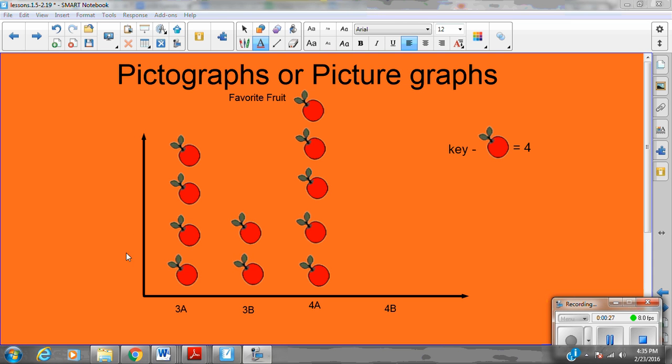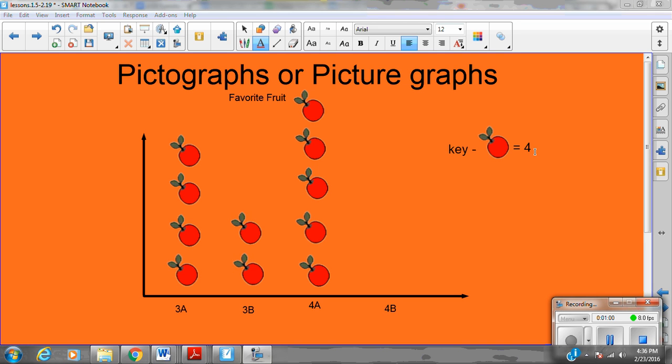So instead of having a scale with numbers over here, you would look at the key to tell you how much one picture was worth. So today we have a graph and it says favorite fruits. The favorite fruits of the four classes, the 3A, 3B, 4A, and 4B. And of course we can see these are apples. So we're talking about favorite fruits being an apple. And we can see that one picture of an apple equals 4 students. That's how many people chose in that class.